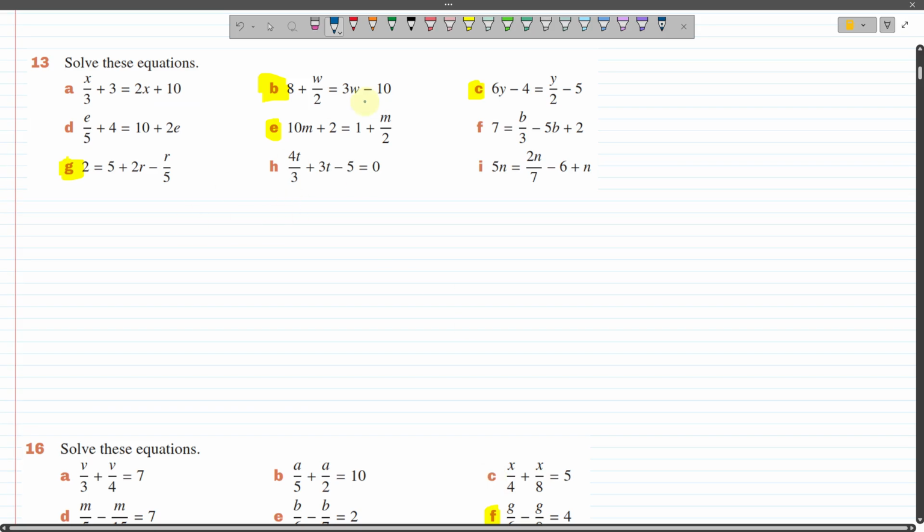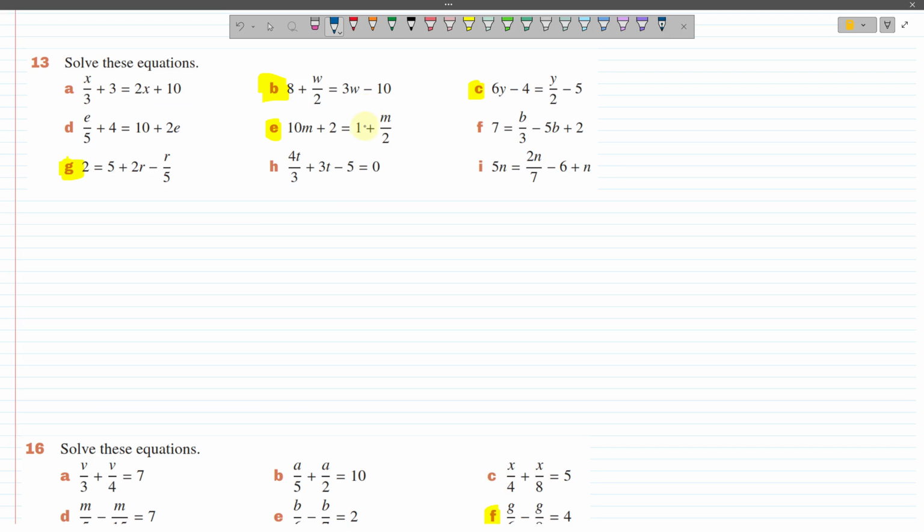Okay, so every equation requires a slightly different strategy, but the fundamental rule is you can do anything you want as long as you do it to both sides. Okay, you've got to maintain the balance. Maintain the balance, that's very crucial. So let's have a look over here. B is 8 plus w on 2 is equal to 3w minus 10.